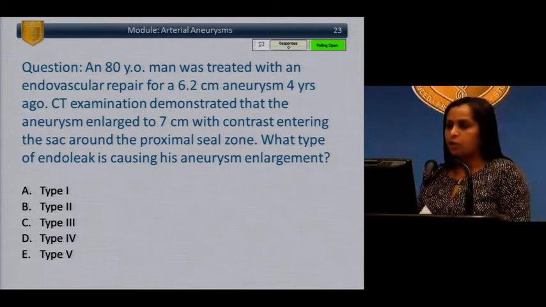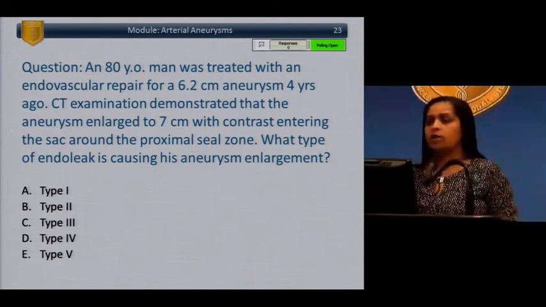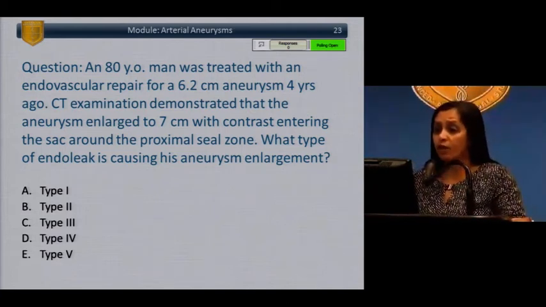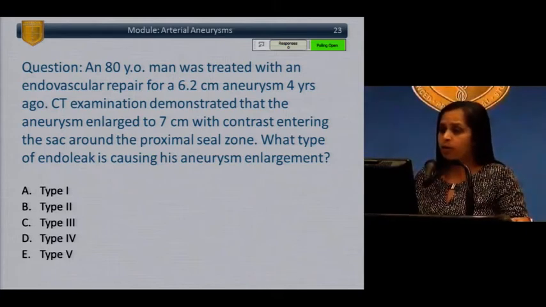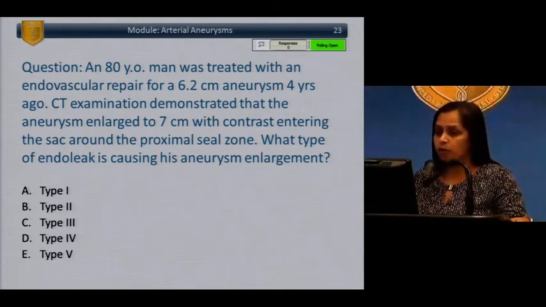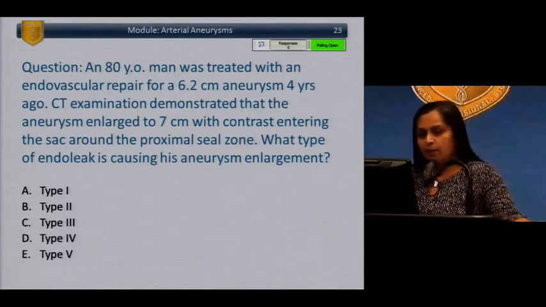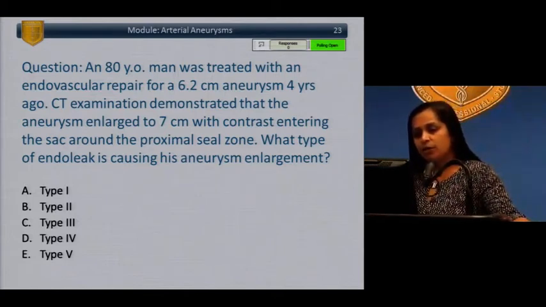So next question. An 80-year-old man was treated with an endovascular repair for a 6.2 centimeter aneurysm 4 years ago. CT examination demonstrated that the aneurysm enlarged to 7 centimeters with contrast entering the sac around the proximal seal zone. What type of endoleak is causing his aneurysm enlargement? A, type 1, B, type 2, C, type 3, D, type 4, E, type 5.